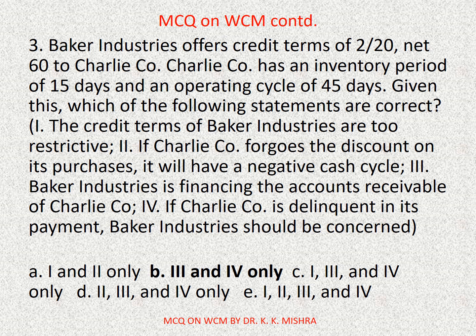Question number 3. Baker Industries offers credit terms of 2/20, net 62. Charlie Company has inventory period of 15 days and operating cycle of 45 days. Given this, which of the following statements are correct? First, the credit terms of Baker Industries are too restricted. Second, if Charlie Company forgoes the discount on its purchases, it will have a negative cash cycle. Third, Baker Industries is financing the accounts receivable of Charlie Company. Fourth, if Charlie Company is delinquent in its payment, Baker Industries should be concerned.